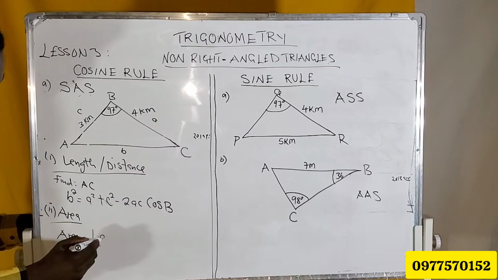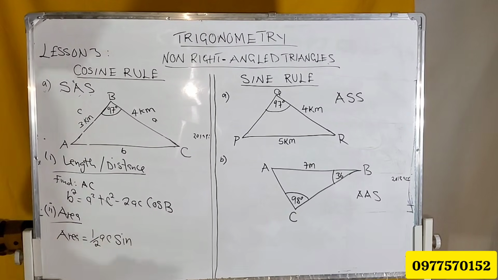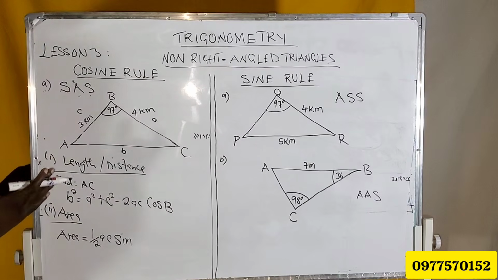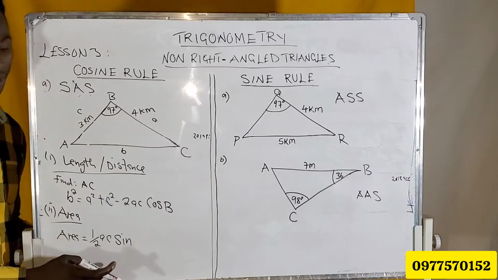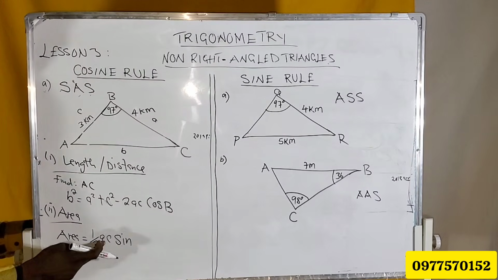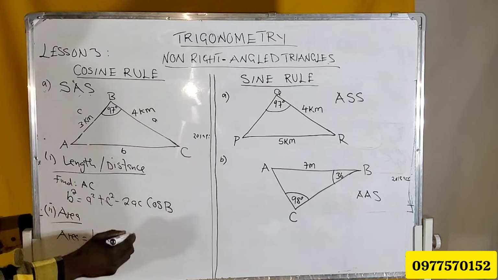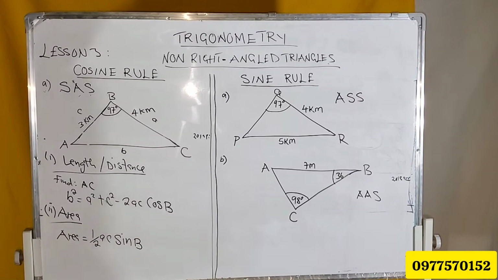So you can say half ac sine, not cos. It's still cosine rule, but on the formula for calculating area, we use sine. Get it? Very good. Sine what? The remaining angle. So it is sine B. So this is the formula for calculating area.